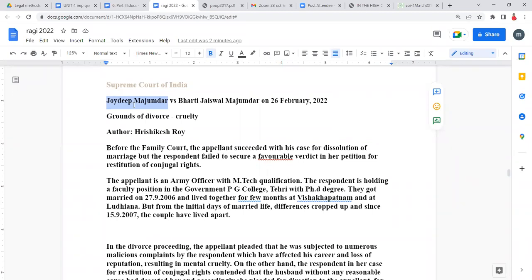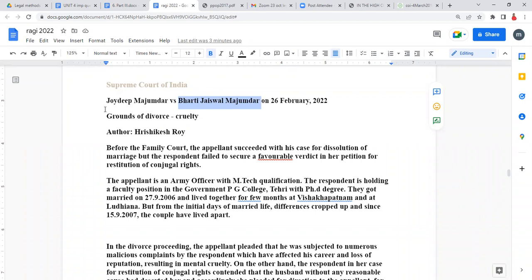Okay, so he decided to approach the court and file a case for divorce. That I don't want to continue in this marriage. Because of her, I'm suffering a lot and I want this marriage to end. He filed a case for divorce and she wanted to save the marriage. She filed a case before court that he should not just leave me for no reason. She filed a case like that.